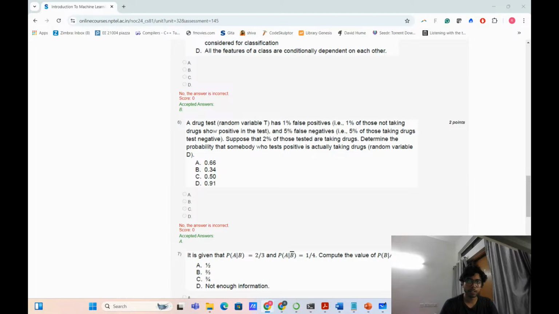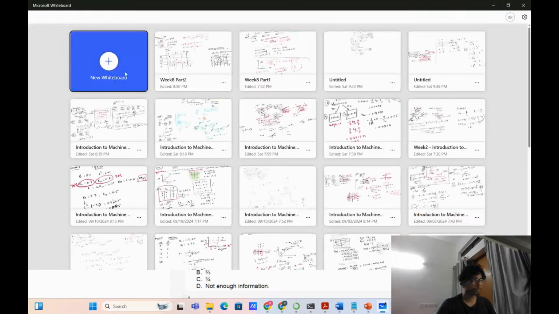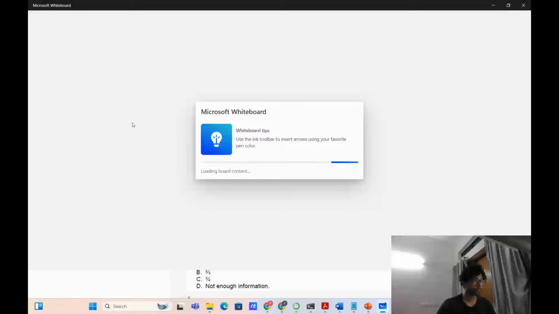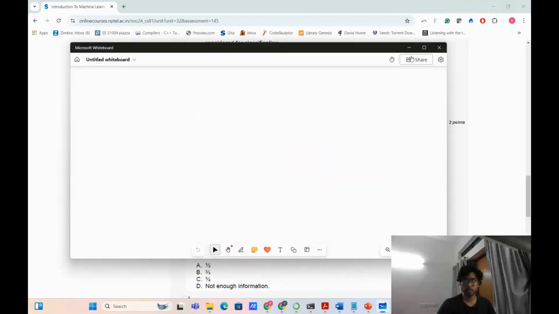So in all these probability questions, one thing you have to keep in mind is that you have to define the events clearly, right? What do I mean by that?